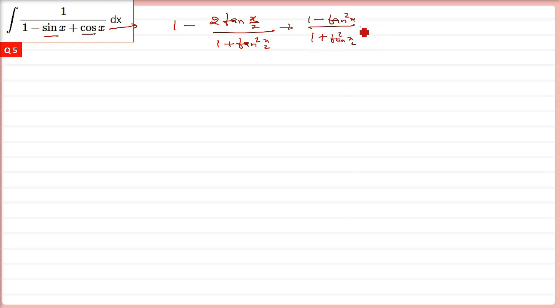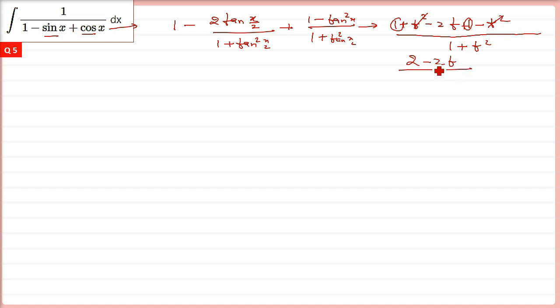Now what we'll do here is we'll take the LCM. And since we have 1 plus tan square x by 2 in two terms, we'll write this 1 plus tan square x by 2. I'm writing this tan square x by 2 as t square, just for doing it in a short way. So 1 plus t square, plus tan square x by 2 will come here, minus 2 tan x by 2 plus 1 minus tan square x by 2. So this gets cancelled. 1 and 1 will become 2, and this is 2 minus 2t. Okay, this is the denominator part, that is 2 minus 2t divided by 1 plus tan square x by 2.